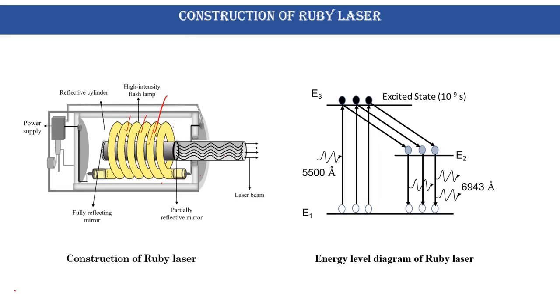The third component is the optical resonator. This optical resonator consists of two reflecting mirrors. One is a partially silvered mirror, and the other is a fully silvered mirror.